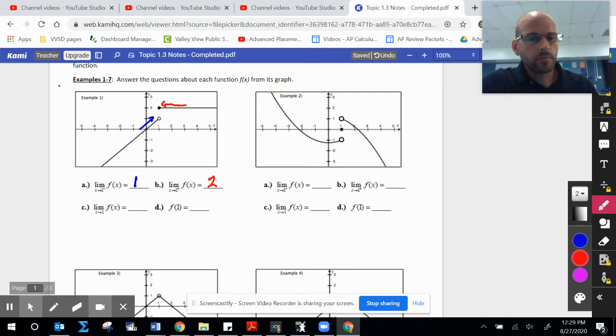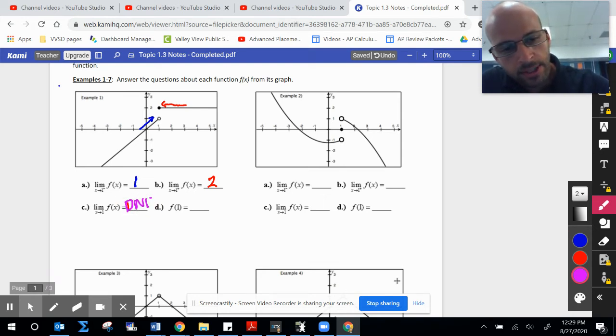of 2. Now, because the left and the right-sided limits are not equal, we can say for part C that the two-sided limit does not exist.